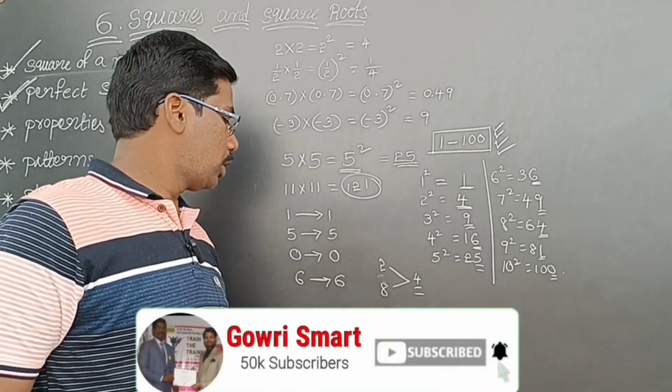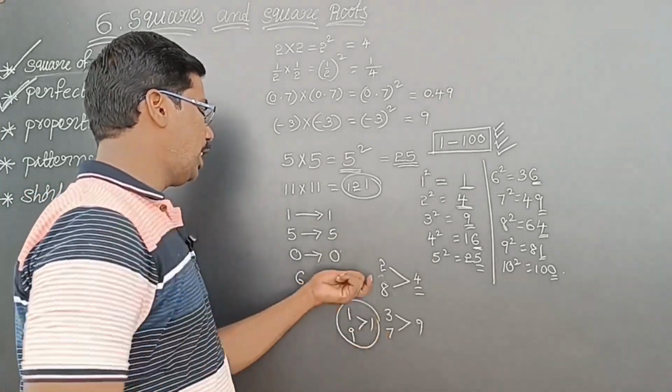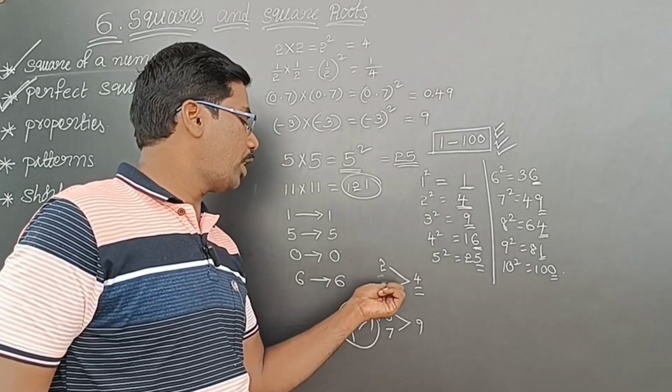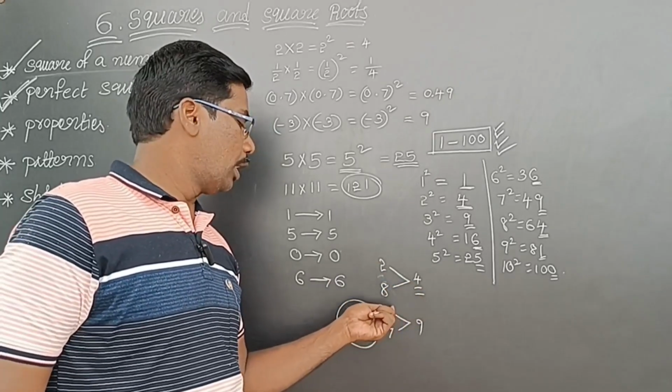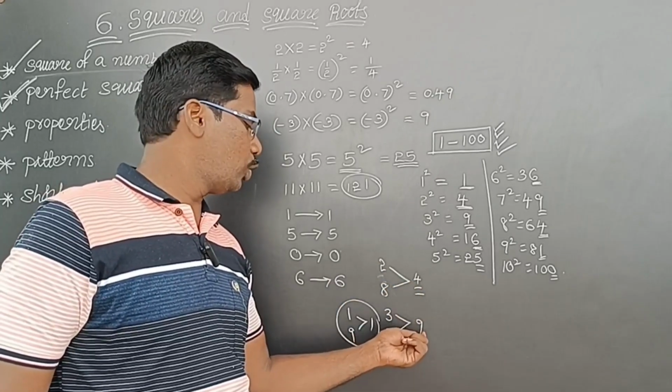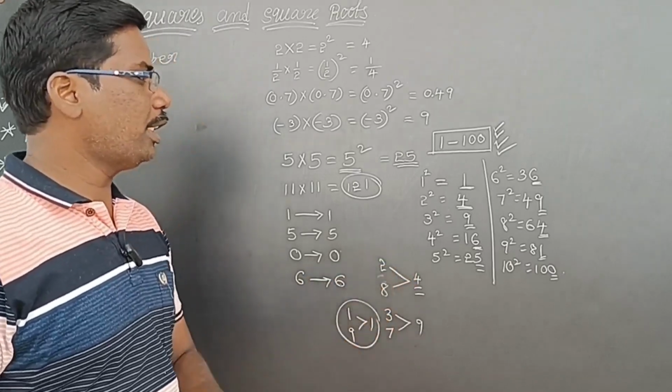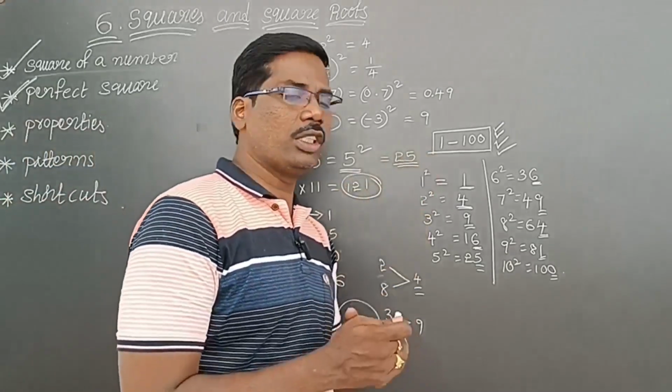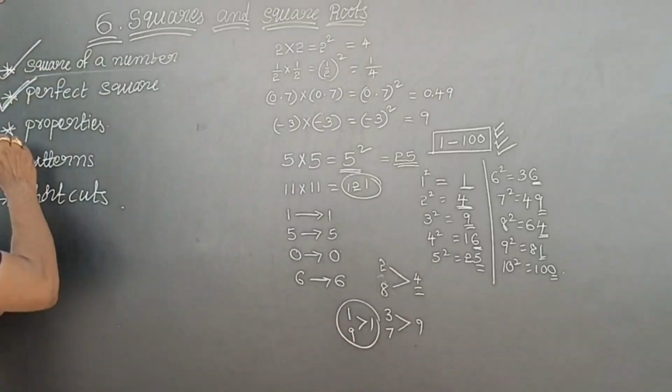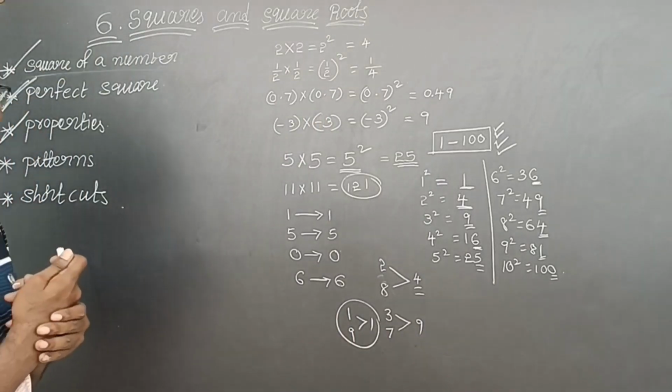So now see here. These are no problem. But these 2 and 8, if you square, then you will get 4 in the units place. Then 3 and 7, if you make square, then in the units place you will get 9. These are the basic important properties. You have to know 1 to 100 squares. And now we will discuss about properties.